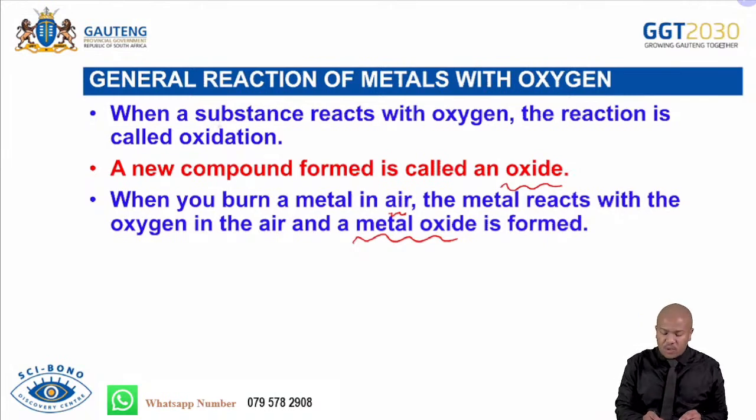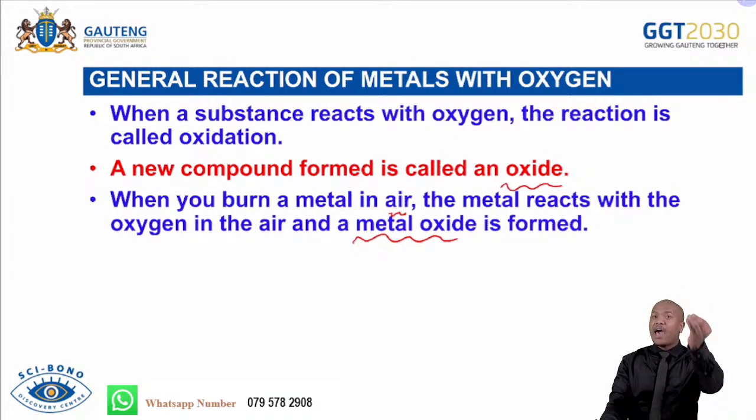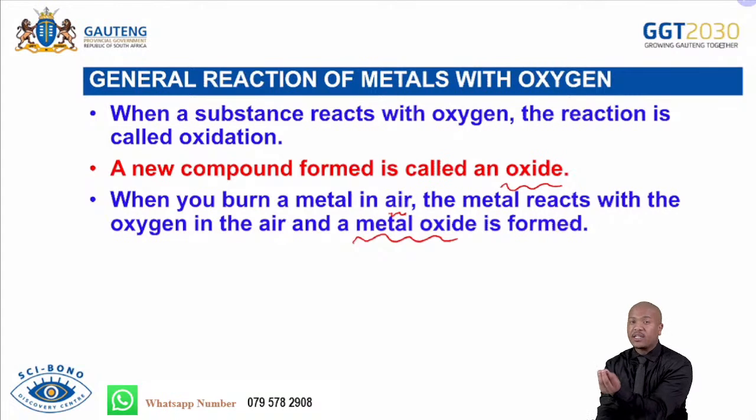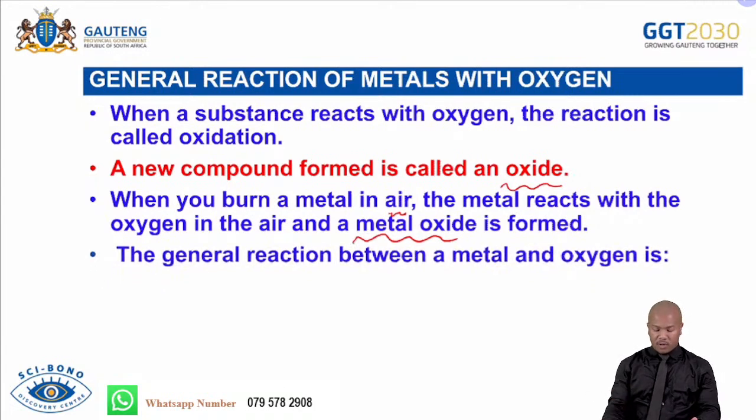So when we started, we said when a substance reacts with oxygen, the process is what? Oxidation, and the product is an oxide. So now specifically we're talking about a reaction of a metal and oxygen. So together they form what? A metal oxide. Now, it still depends on the metal that is in the reaction, right? It can be calcium oxide, it can be another metal oxide. But we will see more. We'll talk more about that.